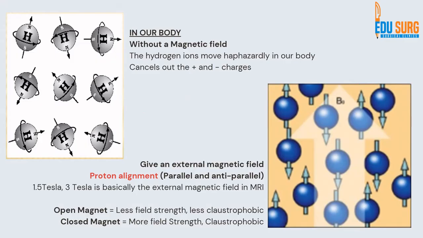So when we hear the terms like 1.5 Tesla or 3 Tesla, these are basically the external magnetic field of an MRI. So when the body goes inside the machine, the first thing that happens is this magnet causes alignment of the ionic hydrogen in the direction in which the magnetic field is applied. So if it is an open magnet, there is less field strength and there is less claustrophobia. If it's a closed magnet, which is the commonly seen MRI machine, most systems are closed machines, there is more field strength, but there is more claustrophobia.